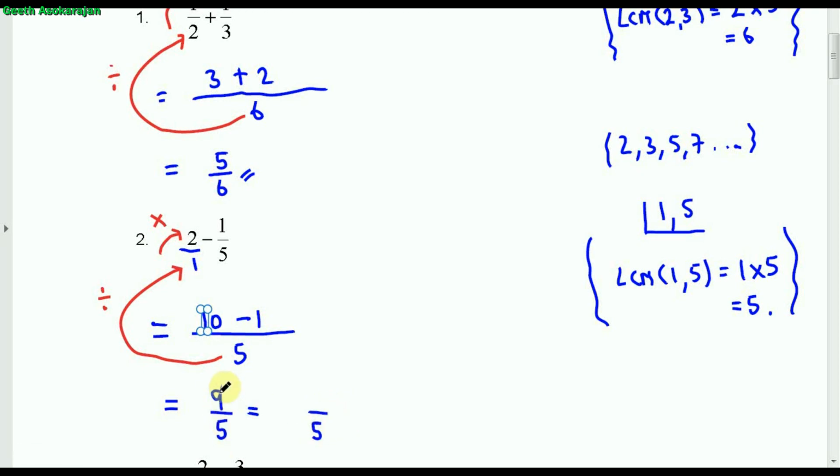And 5 goes into 9 once, as 5 times 1 is 5. And the difference between that 5 and the 9 is 4. So 9 over 5 is the same as 1 and 4/5, and then we're done.